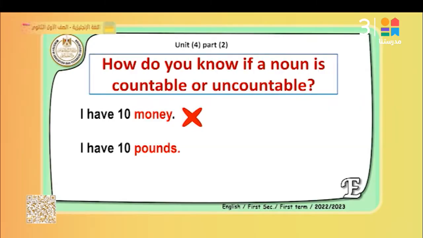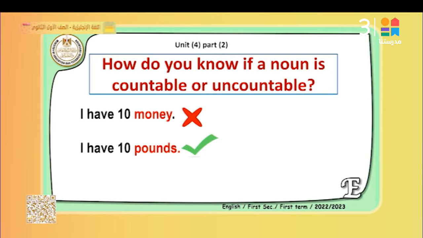This is a noun. Okay, how can we know that a noun is countable or uncountable? How do you know? Can we say I have 10 money? Of course not. This is wrong. We cannot say 10 money. But we can say I have 10 pounds. So the word pound is countable. We can say 1 pound, 2 pounds. But the word money is uncountable. We cannot say 1 money, 2 monies. So the word money is uncountable.